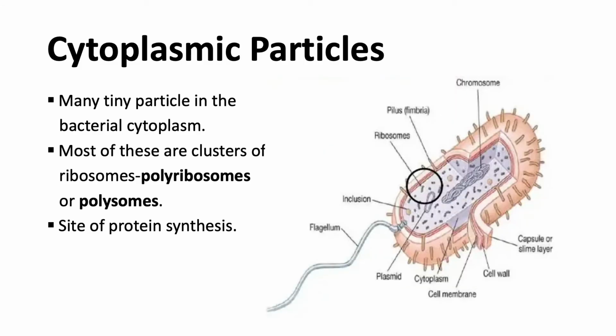The tiny particles in the bacterial cytoplasm are the cytoplasmic particles. Most of these are ribosomes. They occur in clusters called polyribosomes or polysomes. Prokaryotic ribosomes are smaller than eukaryotic ribosomes, but their function is the same. They are the sites of protein synthesis.